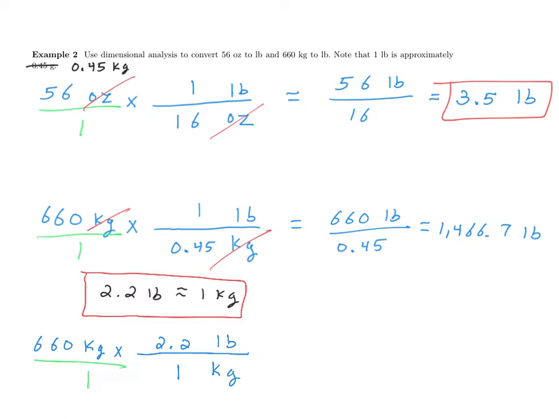Here, when you multiply across, you can first cancel the kilograms. The denominator is completely equal to 1, so we don't have to write it. This should just be 660 times 2.2, and we'll have pounds left over.